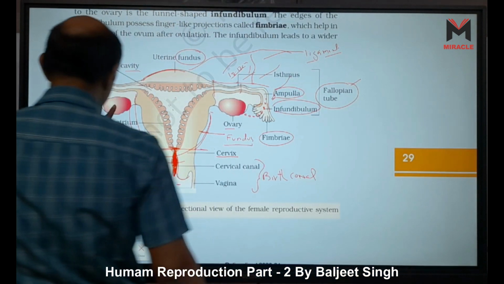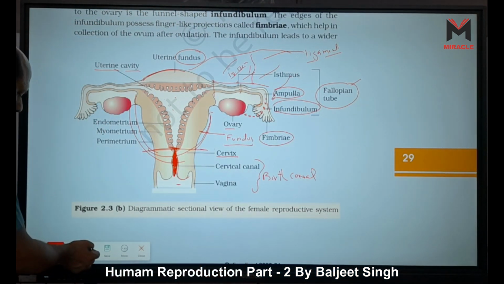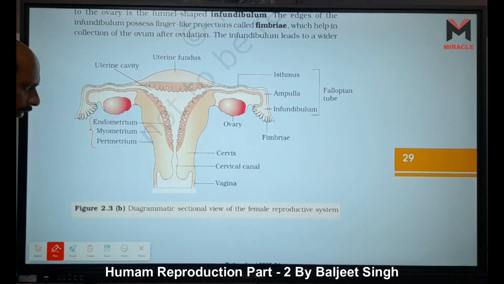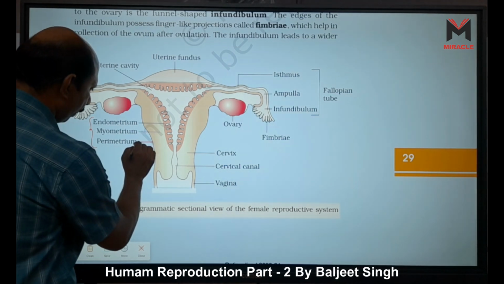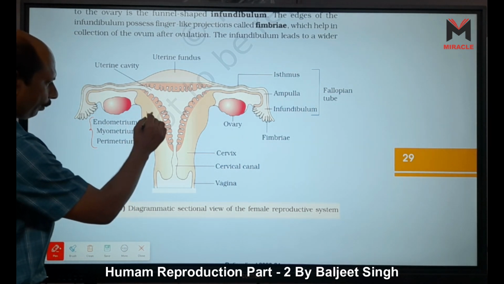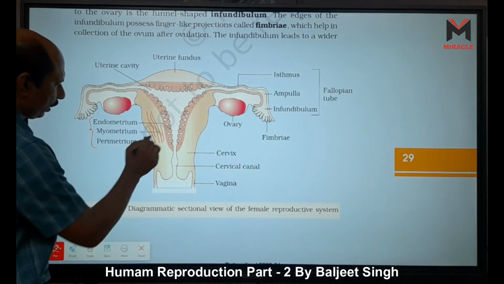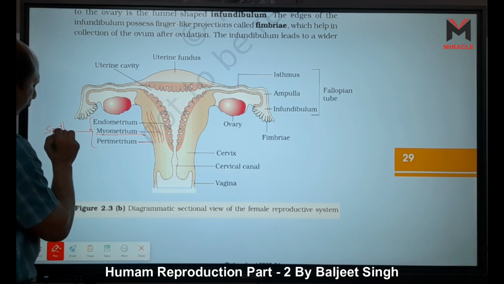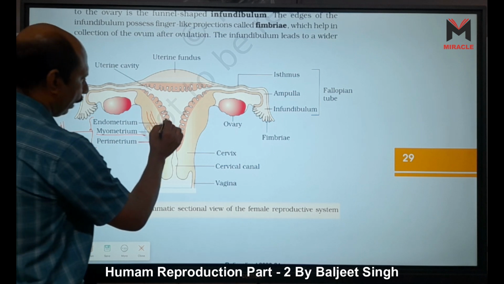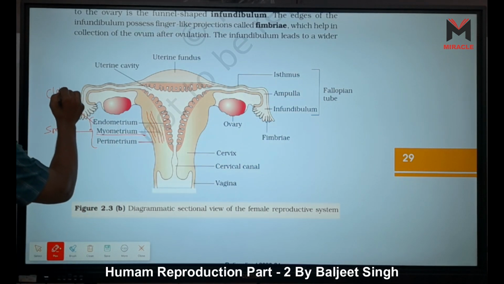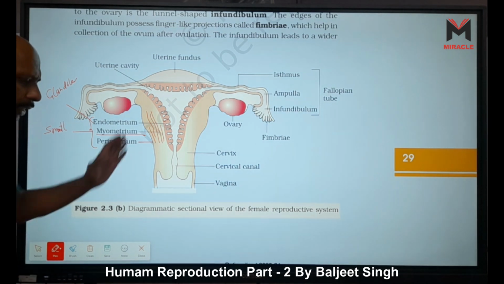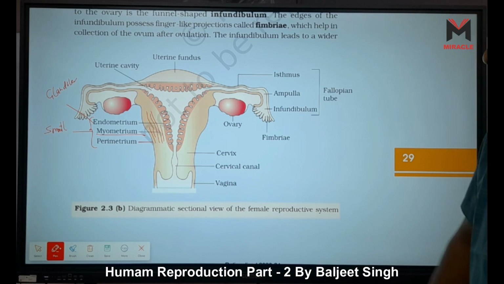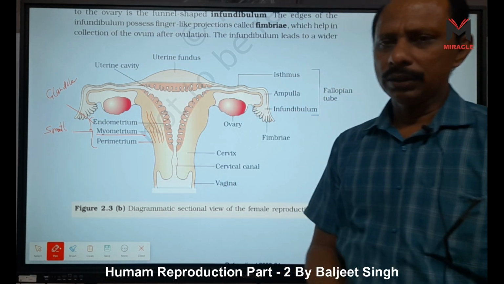Now here is the histology of this uterus. Here it is given: endometrium, myometrium, perimetrium. Peri means outer, so the outer one is called the perimetrium. This is the myometrium, the muscular structure. Which muscles are there? Smooth muscles. Endometrium is the glandular layer. It secretes a viscous film of fluid, and this fluid nourishes the released egg or zygote.